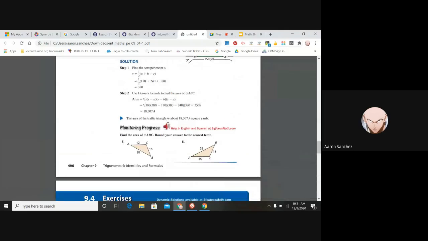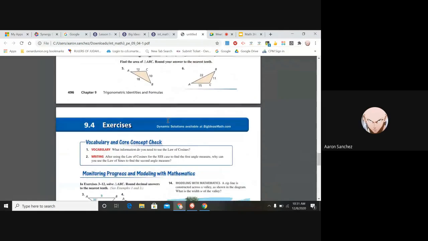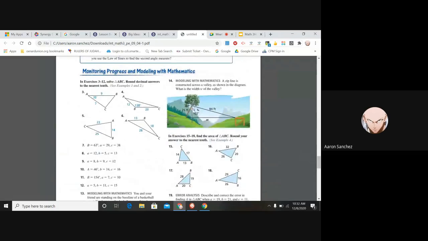We're going to have to do Heron's formula too, but we'll get to that when we get to it. Okay, 3 through 17 odd. This is important. I will save that. So here we go. Every time you do the problem, make sure you write the equation, the law of cosines, and then we're good. Let's do number 3.